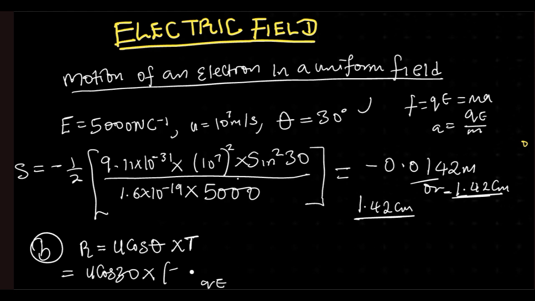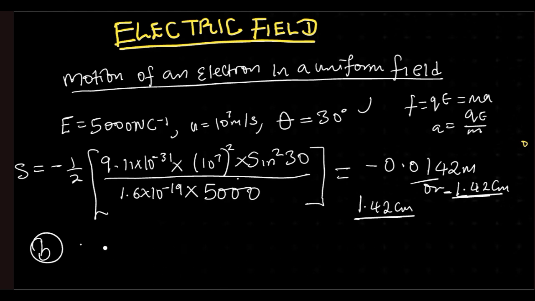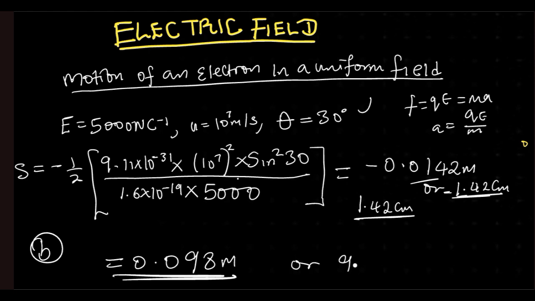When you evaluate everything here on your calculator, and if you have not written it down you can pause, we have an answer like 0.098 meter, right? That's the answer, or in centimeter is 9.8 cm. Remember, we ignore the minus because the electric field is opposite to the direction where the electron is going.